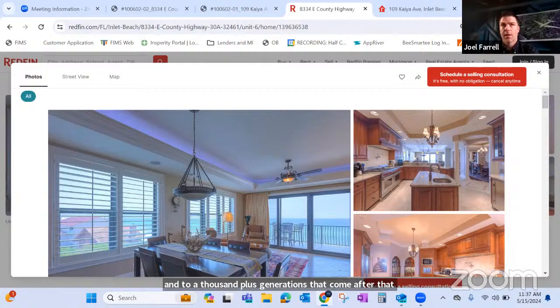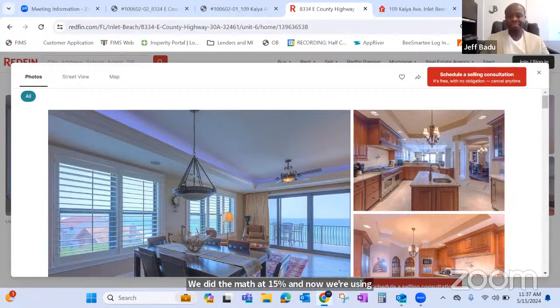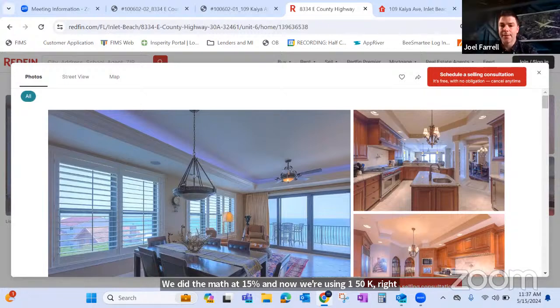Okay. I want to just back up one step. So let's go back to that scenario of $1 million. We did the math at 15%, and now we're using 150K, right? So that number, we're not exceeding limits. But then on the scenario of the 5 million, now we're exceeding the limits, right? So we're capped at 610. We got some carryover.